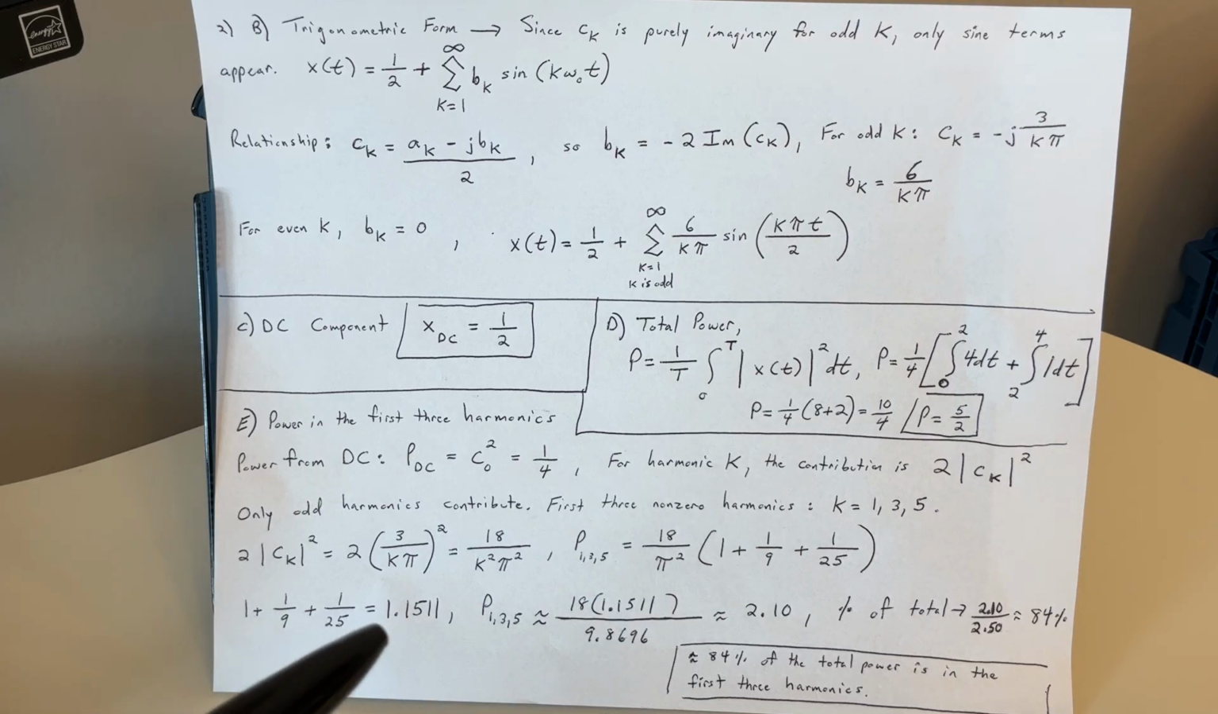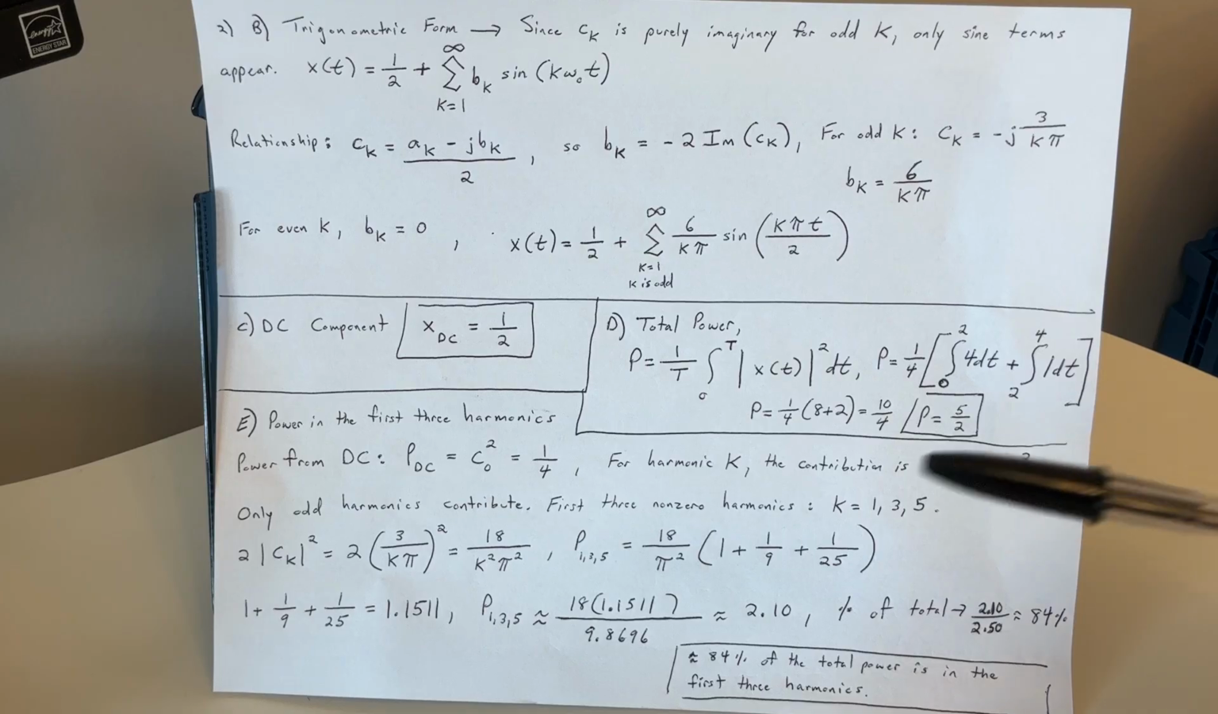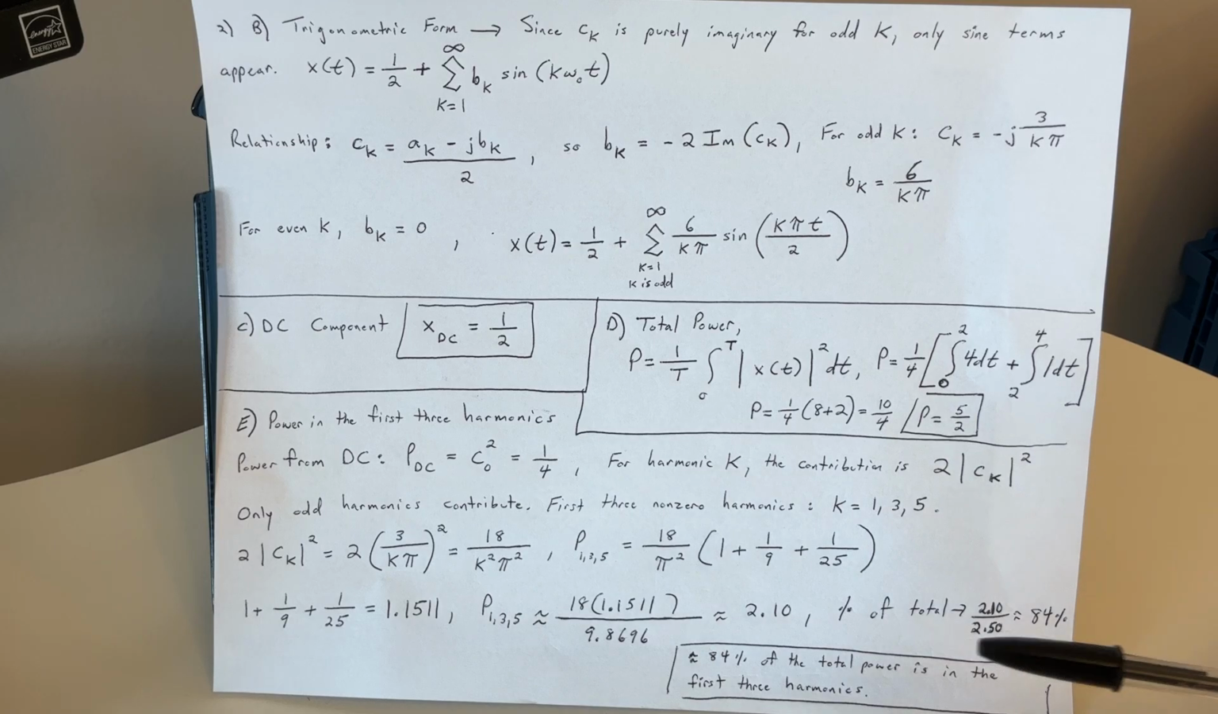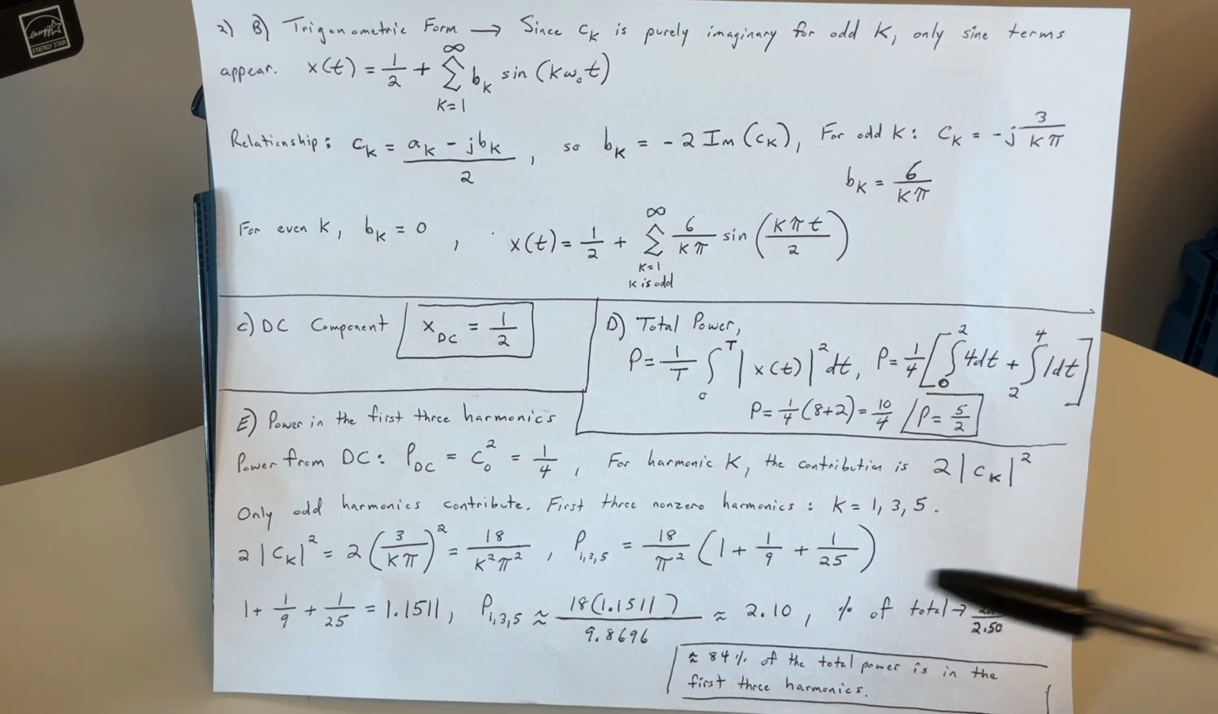And that's going to give us approximately 1.1511. So P sub 135 is 18 times 1.1511 over 9.8696, which is about 2.10. And for the percentage of the total, we take the 2.10 divided by 2.50, and we get about 84%. So about 84% of the total power is in the first three harmonics.